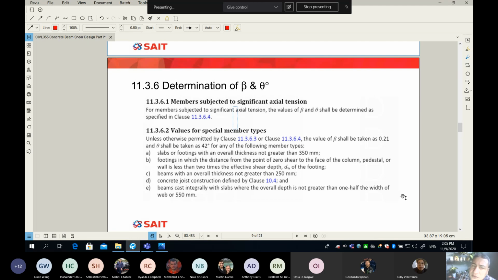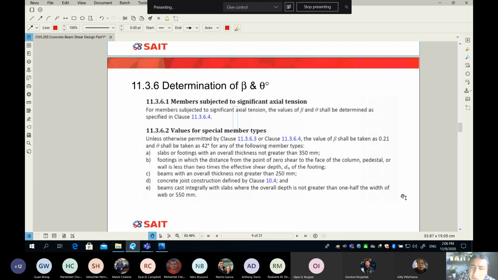Now, you remember that in the last class, we talked about beta. What is beta? Beta is a ratio, a unitless number that shows the portion of the concrete that will stay uncracked. And because it's uncracked, it contributes to the concrete shear capacity. Now, how do we find the beta?